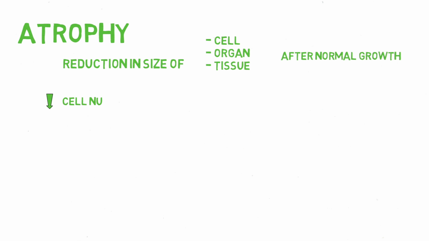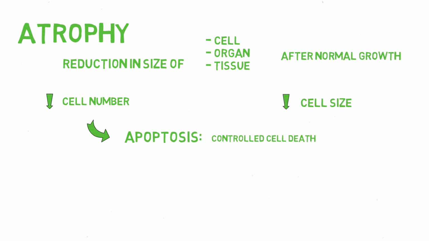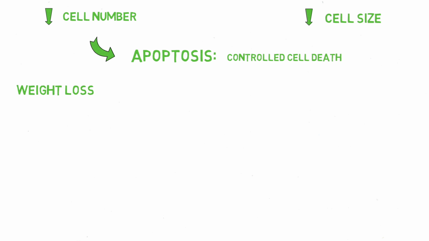In a nutshell, atrophy is a reduction in size of a cell, organ, or tissue after it has attained its normal matured growth size. This happens either through a decrease in cell number or a decrease in cell size. A decrease in cell number most commonly happens due to apoptosis, which is a controlled type of cell death, a bit like cellular suicide. An example would be through weight loss.